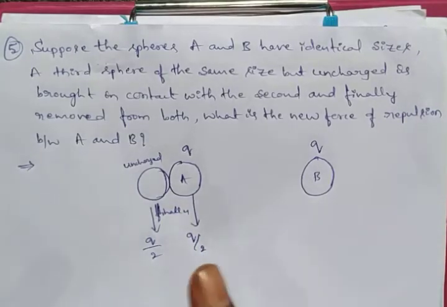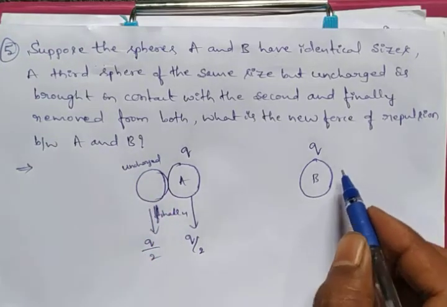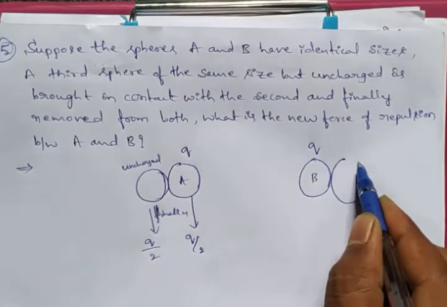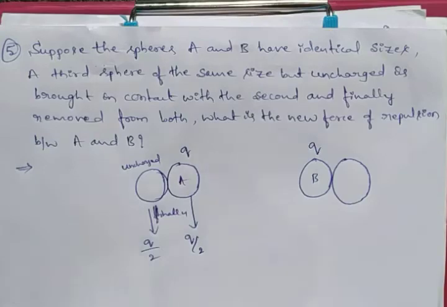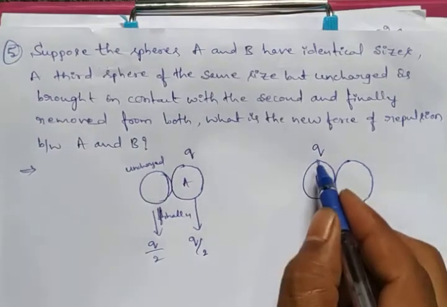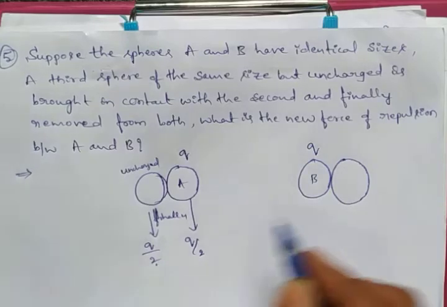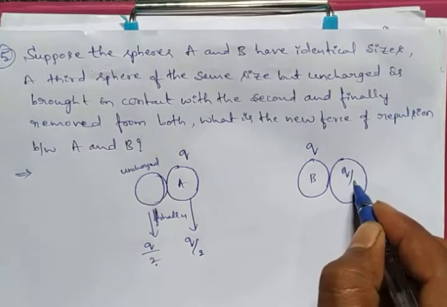The charge is distributed equally. Now it becomes q by 2, the charge on A after touching this uncharged body. Okay, again I will bring this uncharged body and place it in contact with the other one. Observe carefully: here it is having the charge q, and the other is having the charge q by 2.